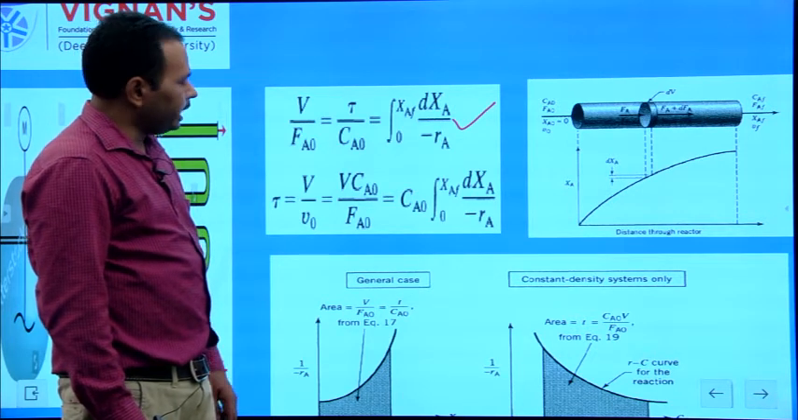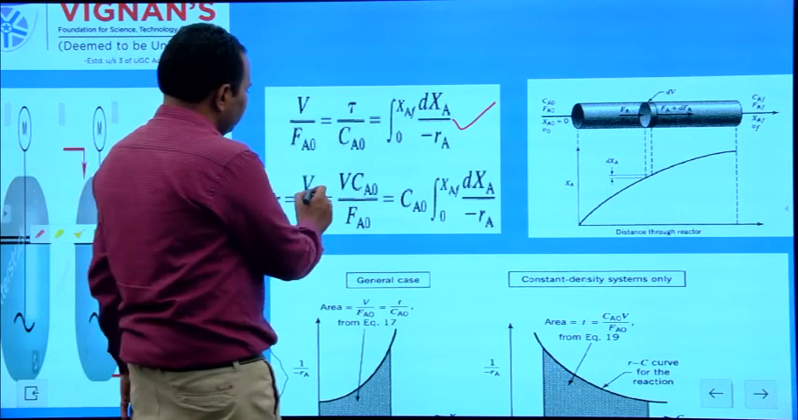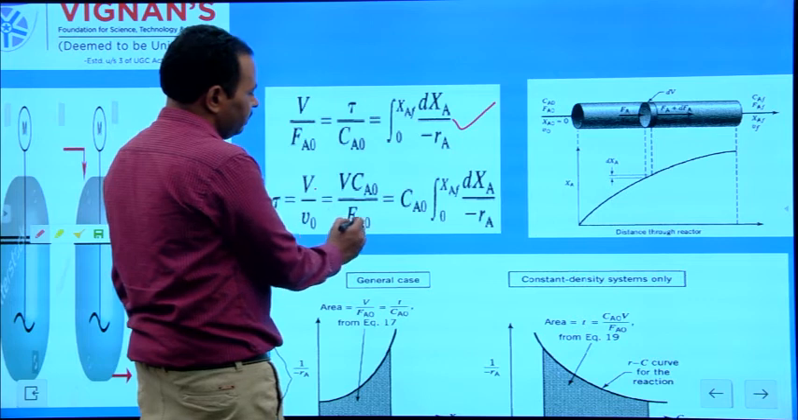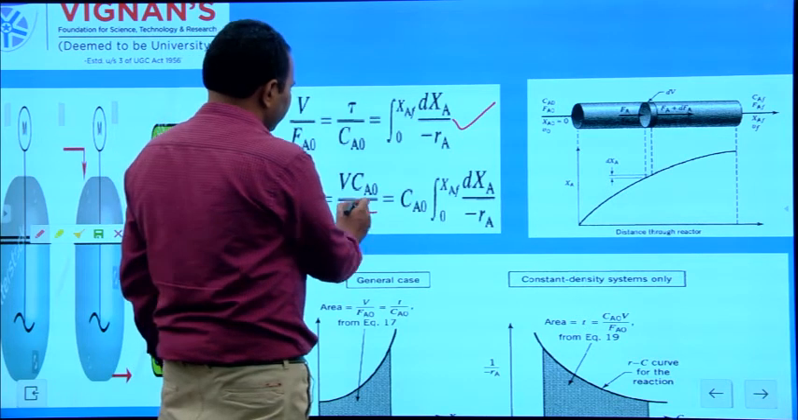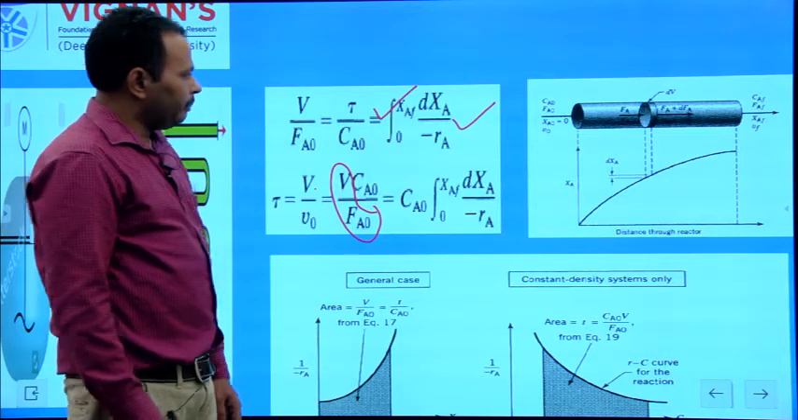Again from the space time definition, you can put V by nu naught as V CA naught by FA naught. In place of this here, V by FA naught can again be written as this term, 0 to XAF dXA by minus RA.